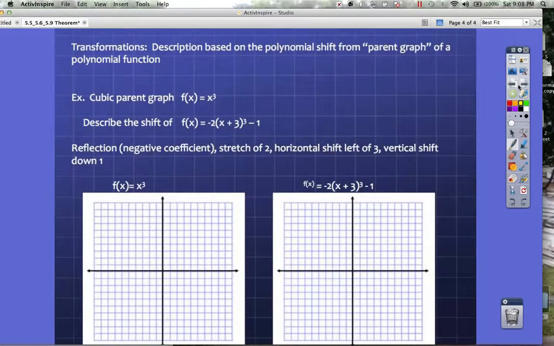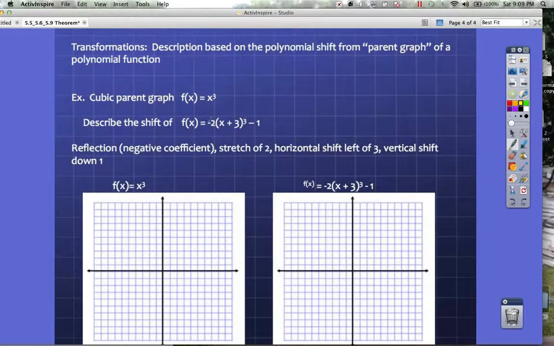And the last little piece is transformations. Transformations we've already covered, but we're just going to look at it from another type of graph, which is a cubic. Again, it's a description based on the polynomial shift from the parent graph of a polynomial function. Okay, so a cubic parent graph would be f of x is equal to x to the third power. All the parent graphs are their basic form. And then I want to describe and or graph the function negative 2 times the quantity of x plus 3 cubed minus 1.